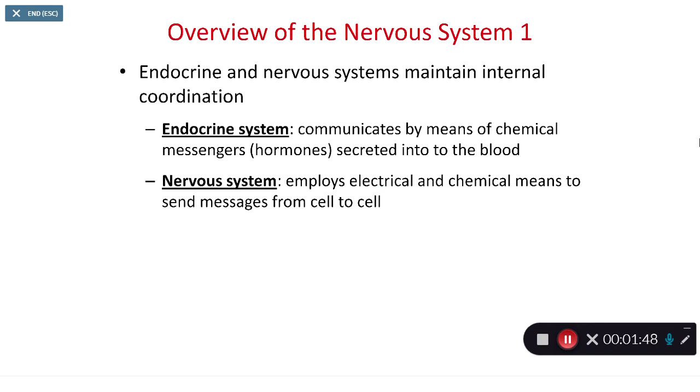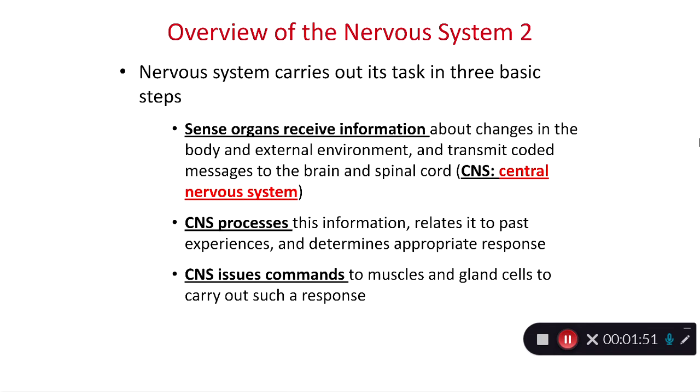Now, as we think of our nervous system, there are 3 basic steps involved as it carries out its task. We need to get the information, make a decision, and act on the decision. To get the information, we use sense organs. These sense organs are things like your thermoreceptors, your pressure receptors, anything that you use to collect information about your body. These sense organs are going to then send the information to the brain and spinal cord.